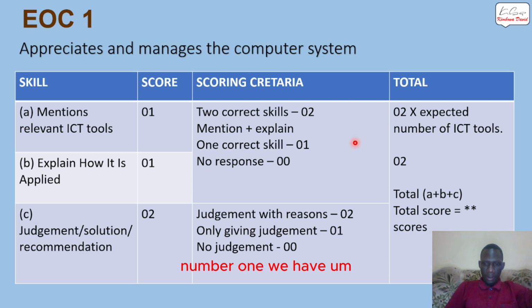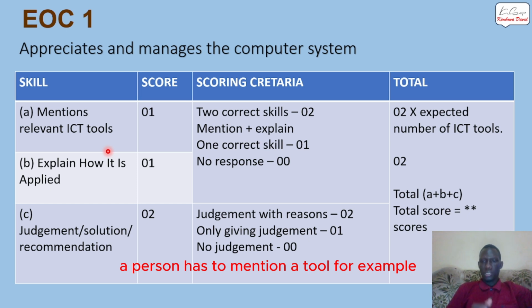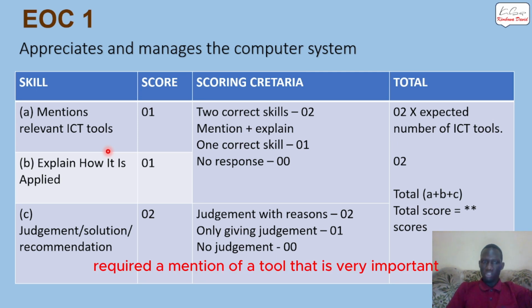Number 1, we have skill, score, scoring criteria, and then total. The skill: mention the relevant ICT tool. A person has to mention the tool. For example, someone is setting up a cafe. What are the tools required? A mention of a tool, that is very important.